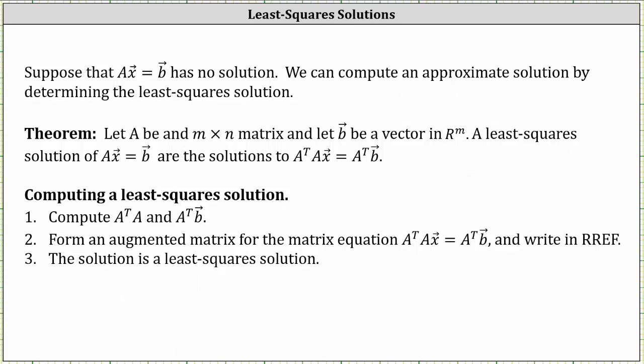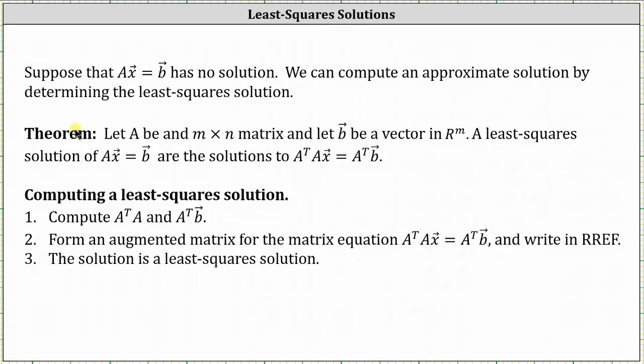Welcome to a lesson on how to determine the least squares solutions to the equation matrix A times vector x equals vector b. Let's suppose that matrix A times vector x equals vector b has no solution. We can compute an approximate solution by determining the least squares solution.